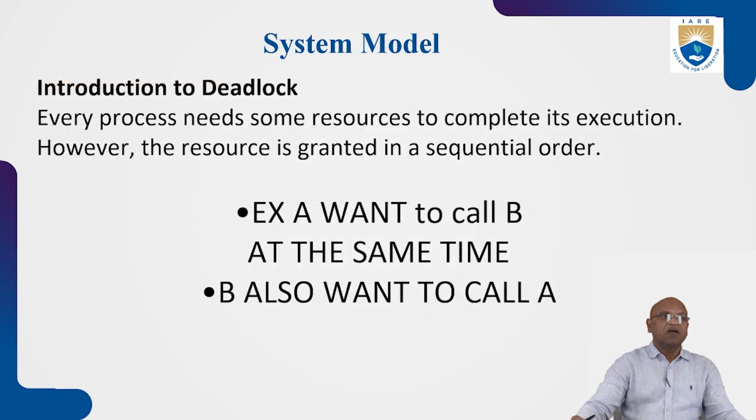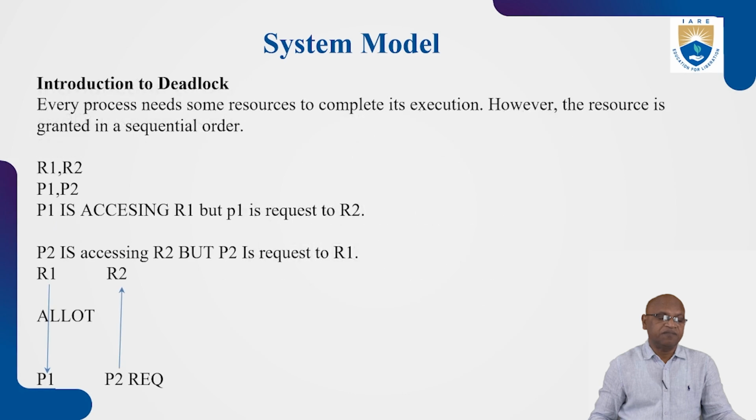Every process needs some resource to complete the execution. However, the resource is granted in a sequential order. Example: A wants to call B. At the same time, B also wants to call A. Both are on the same track. So if A wants to call, B also wants to call, they never end. The problem is never solved. That's called deadlock. So this is the introduction to deadlock.